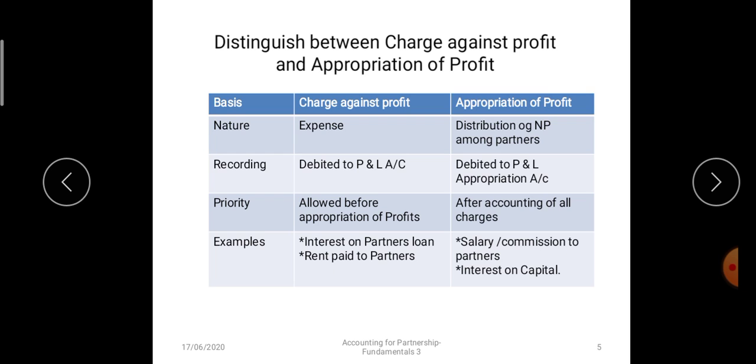But sometimes a question is asked that interest on capital is considered as a charge against profit. In that case, you will show interest on capital in the profit and loss account, and interest on capital will be allowed even if the firm is not earning profit. If it is stated as a charge against profit, then interest on capital will be shown in the profit and loss account, and it will be allowed even if the firm is not earning profit.